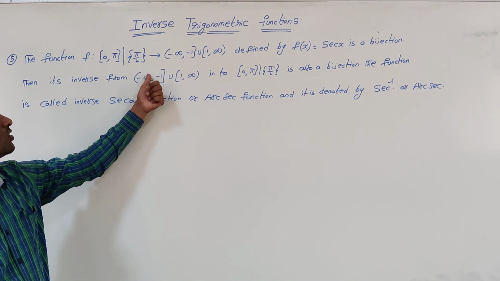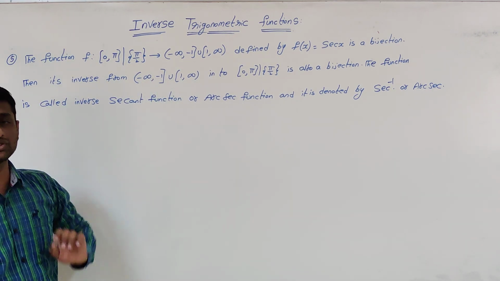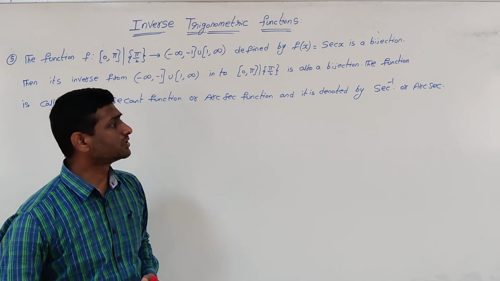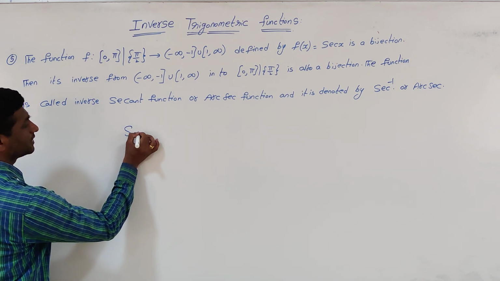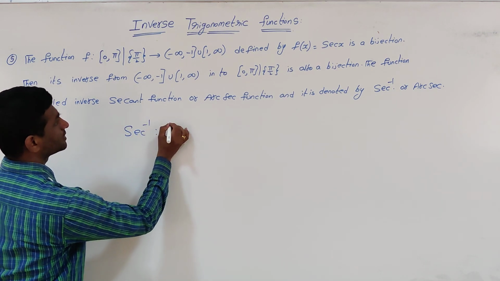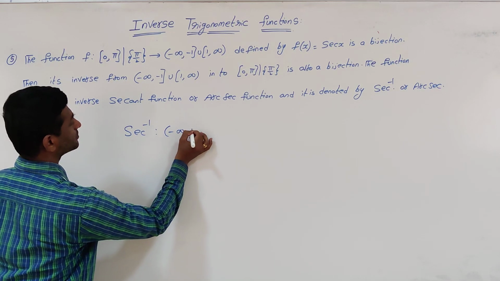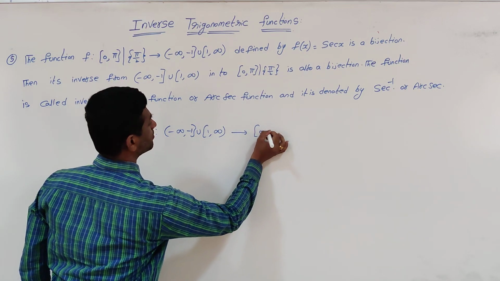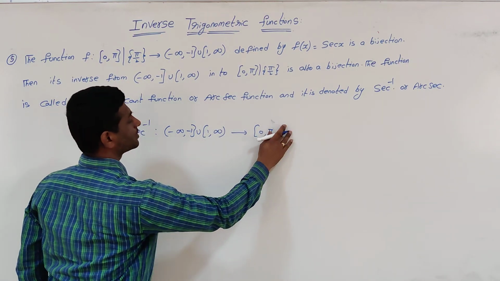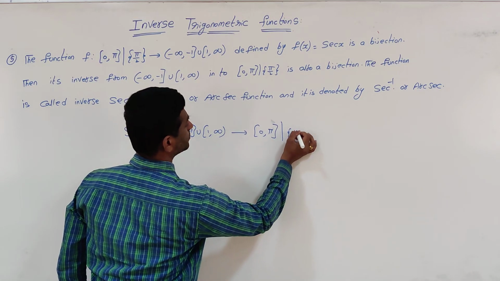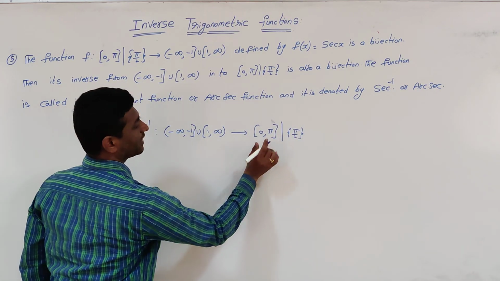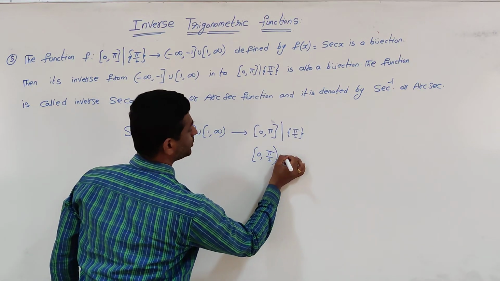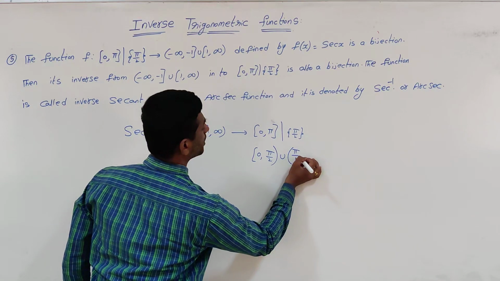Then this function is called the inverse secant function or arc secant function, and it is denoted by secant inverse. Secant inverse is a function from minus infinity to minus 1 union 1 comma infinity to the closed interval 0 comma pi except pi by 2. Or we can define this as half closed 0 comma pi by 2 open union half open pi by 2 comma pi closed.